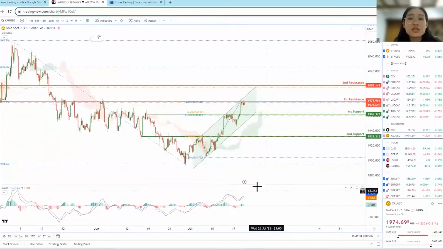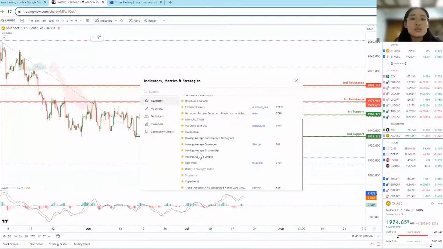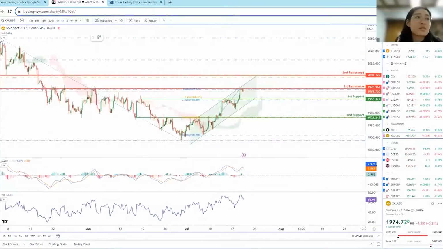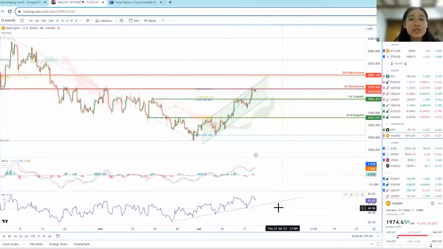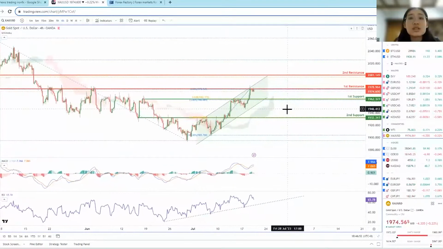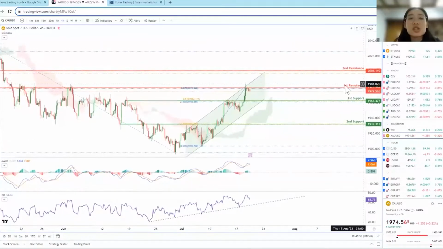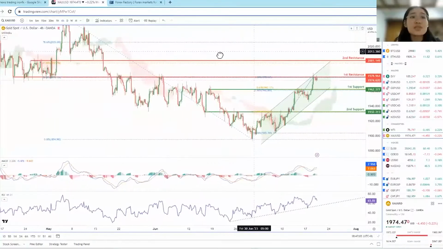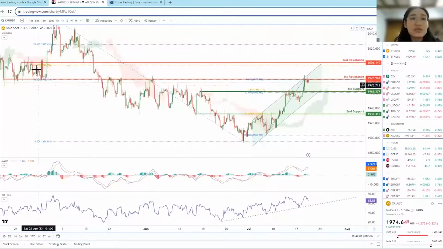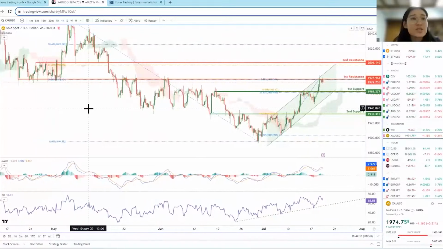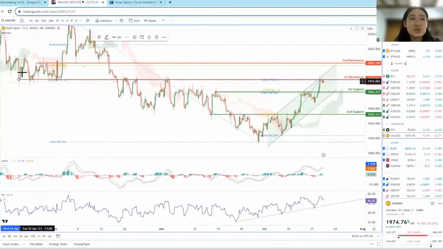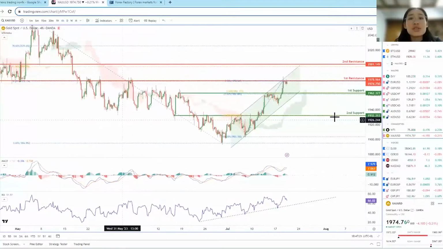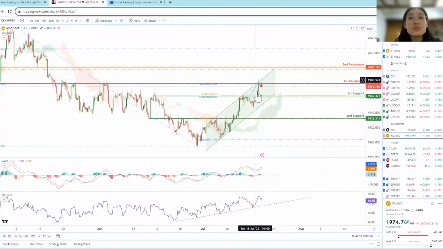Price is moving above the Ichimoku cloud, giving us a bullish signal. MACD as well. Maybe RSI. Okay, RSI also moving in a really nice ascending trend line. So this overall is a very bullish chart for gold. But because this first resistance is in line with a 50% Fibonacci retracement, and it is also an overlap resistance, which means price has tested this level many, many times. You can see the swing lows here as well as the swing highs here. So that's why we are seeing a bit of resistance over here.